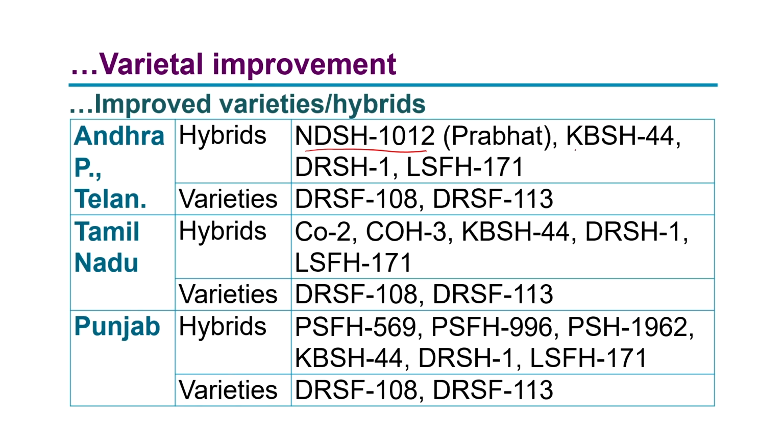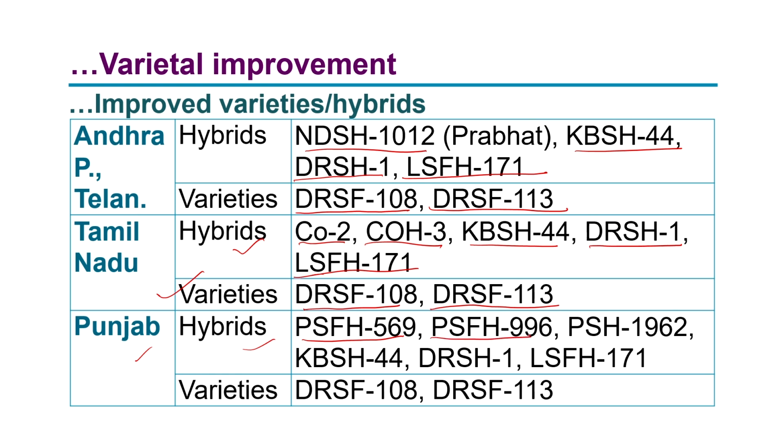Now see for Andhra Pradesh, hybrids are NDSH102 Prabhat, KBSH44, DRSH1, LSFH171. And varieties for Andhra Pradesh and Telangana are DRSF108, DRSF113. And for Tamil Nadu, hybrids are CO2, COH3, KBSH44, DRSH1, LSFH171. And varieties for Tamil Nadu are DRSF108, DRSF113.